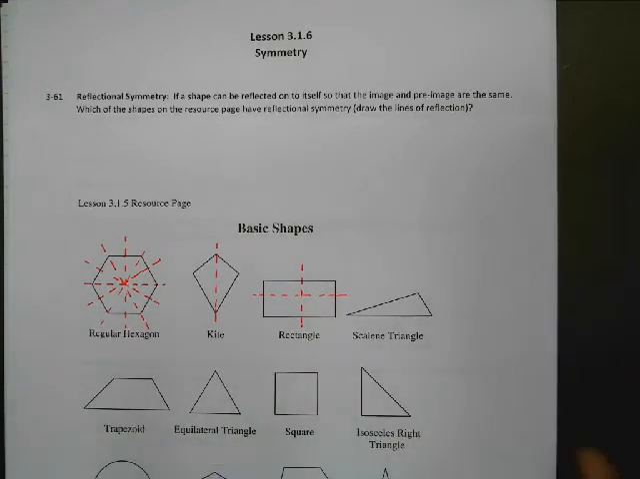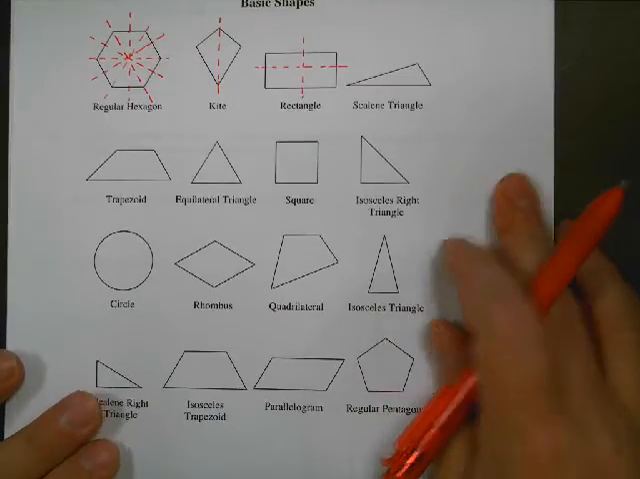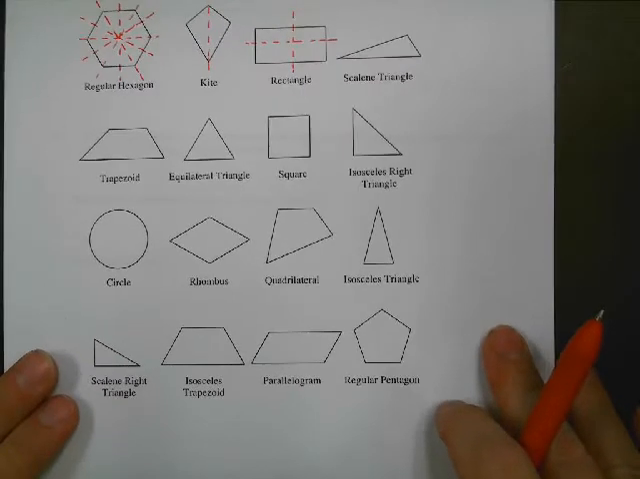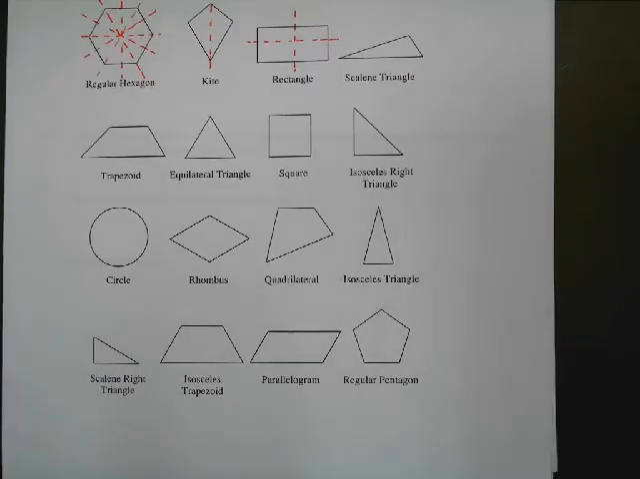All right, so what I want you to do is go through the rest of the shapes and find the ones that have reflectional symmetry on them and draw the line of reflection. I'm going to go ahead and pause and then show you what I came up with. All right, so get to work. Find the ones that have reflectional symmetry.